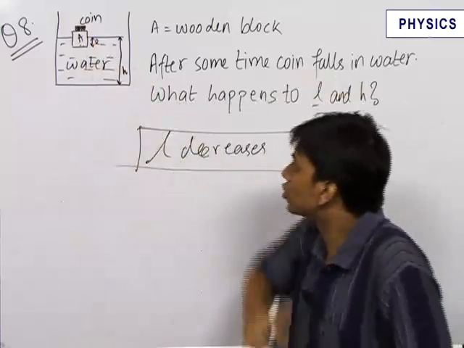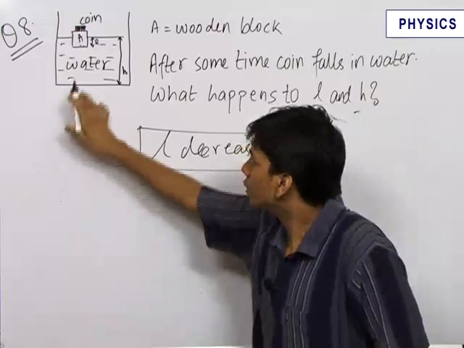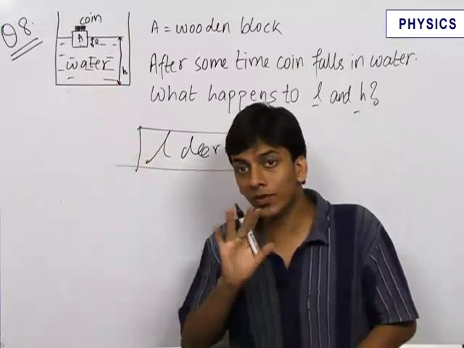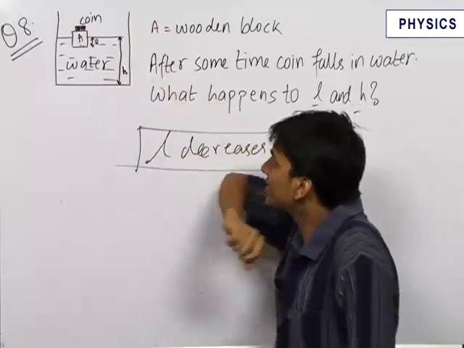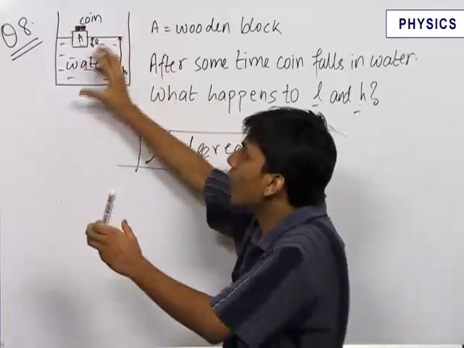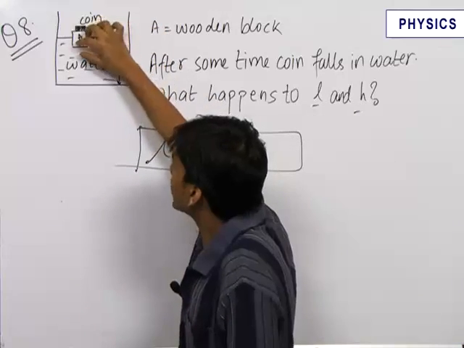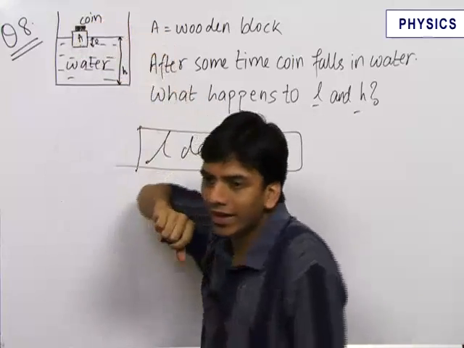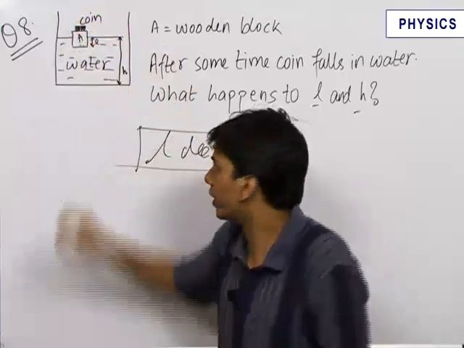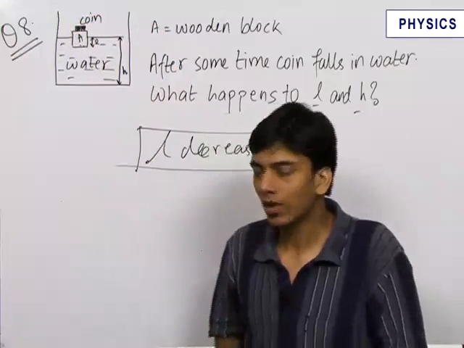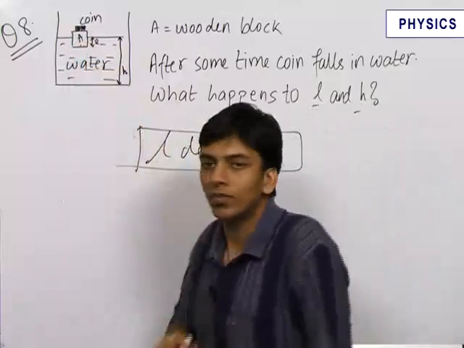Now let us study what happens to H. For studying the variation in H, the volume of the water in the container was fixed. Listen to me very carefully. Now this height H depends on the volume of water which is displaced. Initially, this block A was displacing some water, due to which it maintained a height H. If we push this whole system down, it will displace some more volume of water and this height H will increase. But now what has happened is that the coin has fallen into the water.